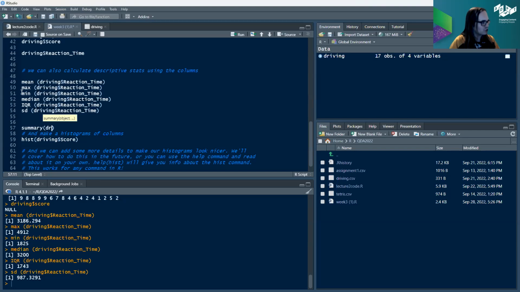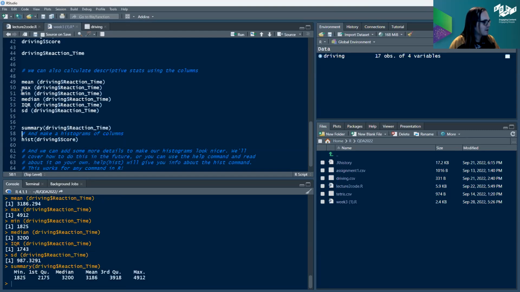You can use summary of driving$reaction time to get some of these values. So if you don't feel like typing it all out, but you want to put your mean and your median in some report, you can use that summary. I'll give you a custom little piece of code later on that lets you run summaries that also include your SD. That way you can just run that one line and get everything that I would normally expect in your descriptive statistics.